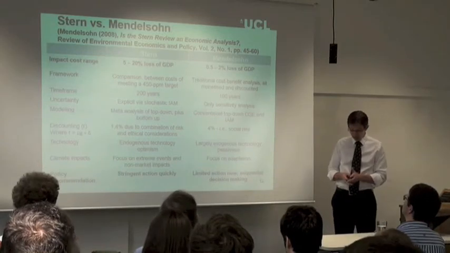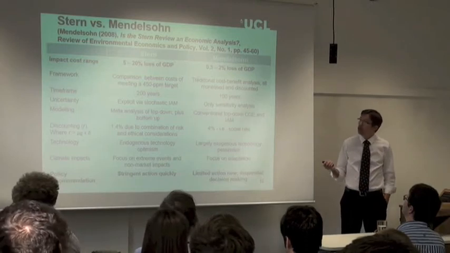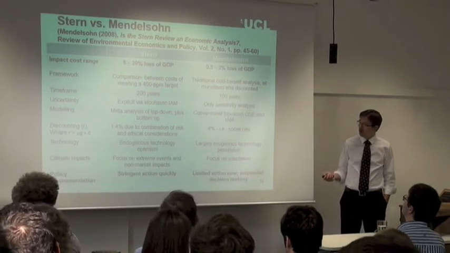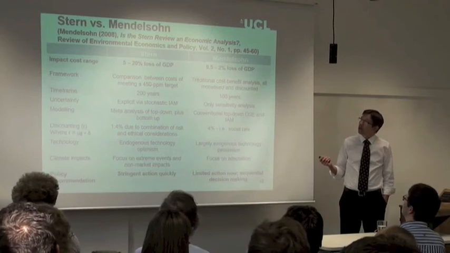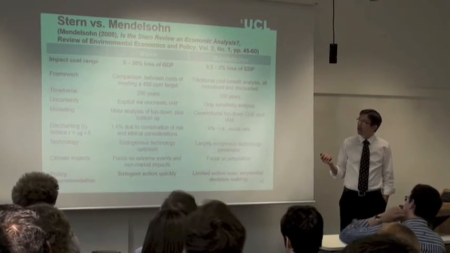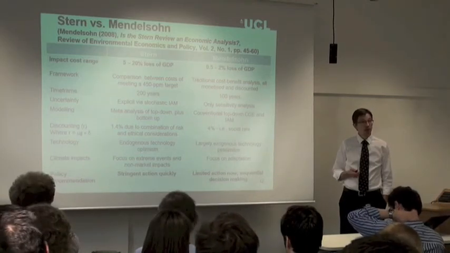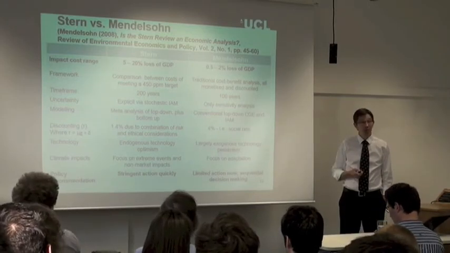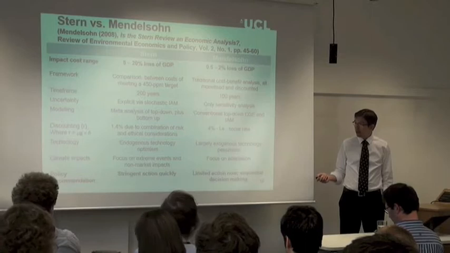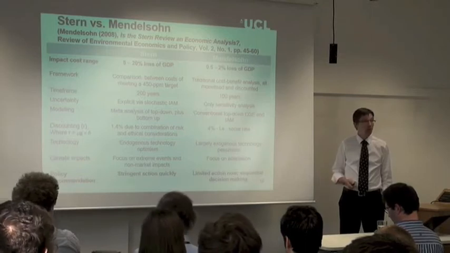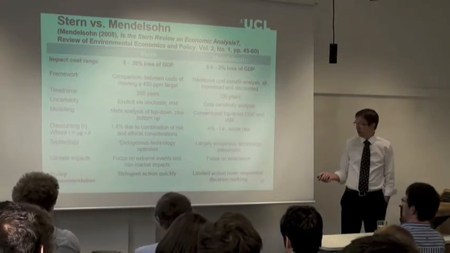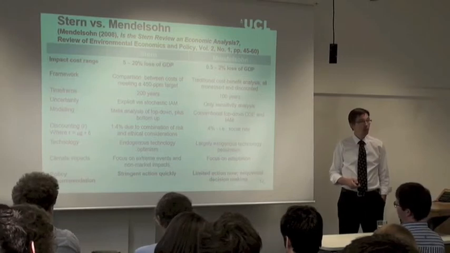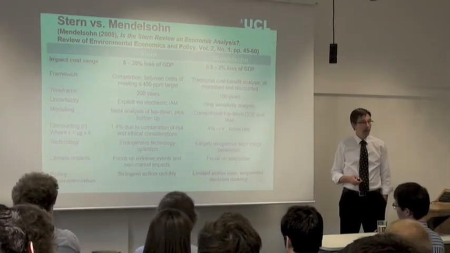Now, the point of this table is not to read each line, but just to look at the top and the bottom, which is in bold. Stern found that the cost of climate change would be very large indeed, and Mendelsohn said it would be very small indeed. The policy impact for Stern is do something quickly, and the policy impact from Mendelsohn is don't do very much at the moment, try to learn and act later.